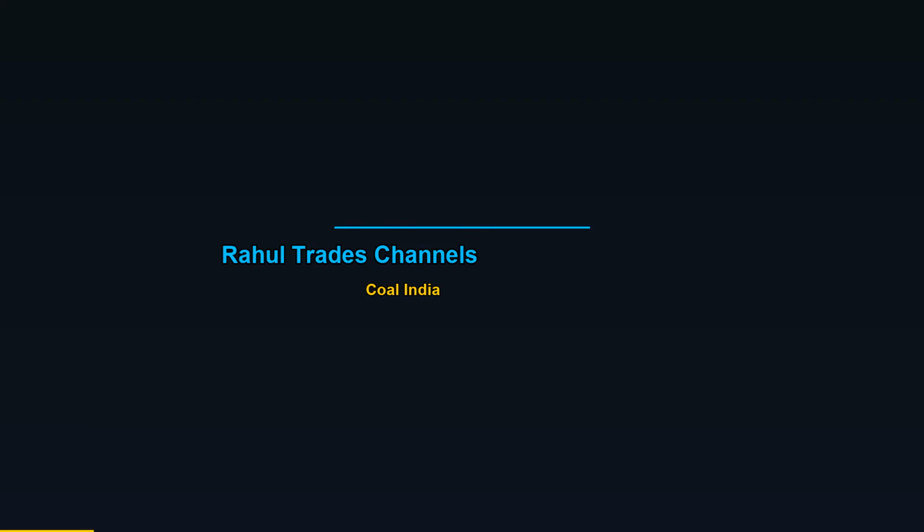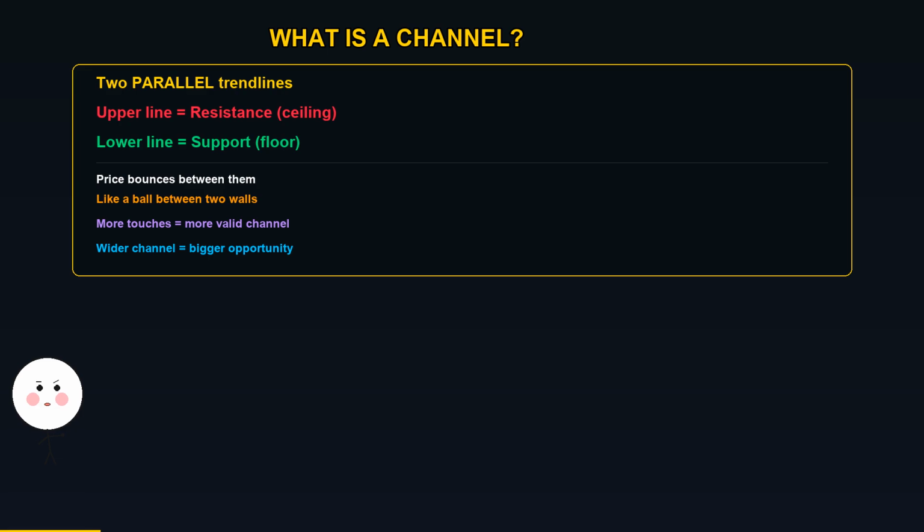Rahul trades channels. Coal India. A channel is two parallel trend lines. Think of it as a highway for price. The upper line is the resistance trend line. Price hits it and turns down. The lower line is the support trend line. Price hits it and bounces up. Both lines have the same slope. They are parallel. Price travels inside this highway, bouncing from wall to wall. The wider the channel, the bigger the trading opportunity. The more touches on each line, the more valid the channel.